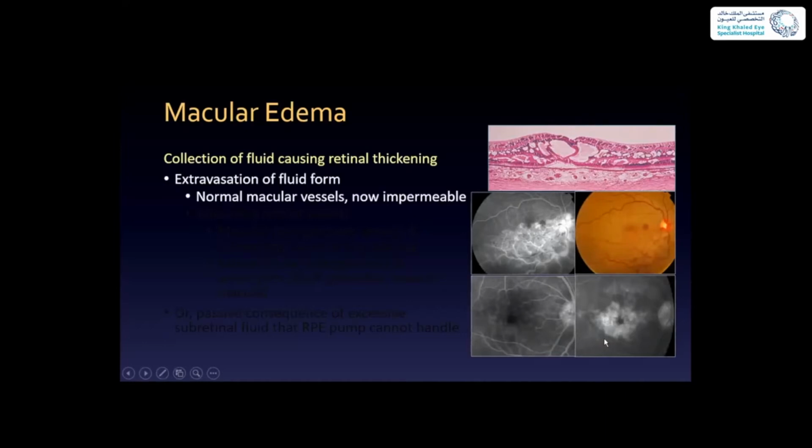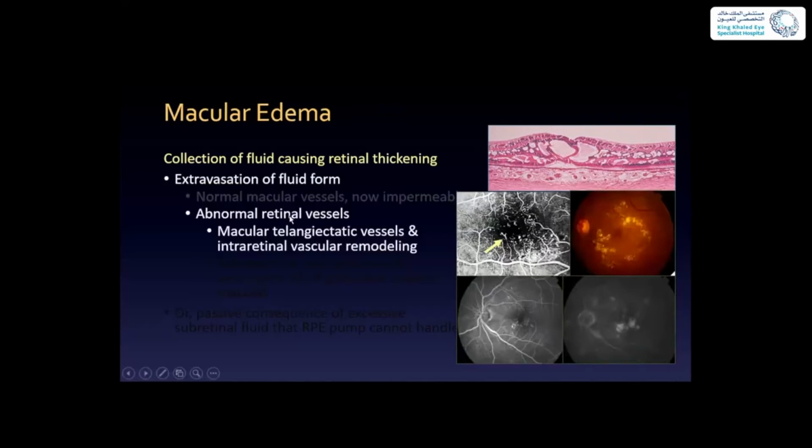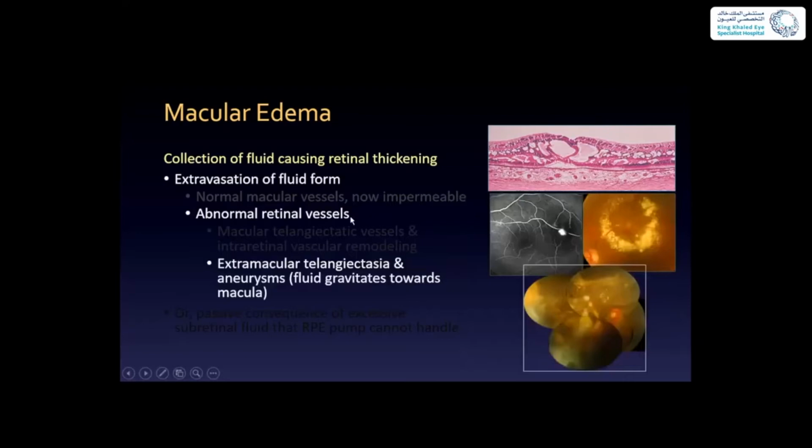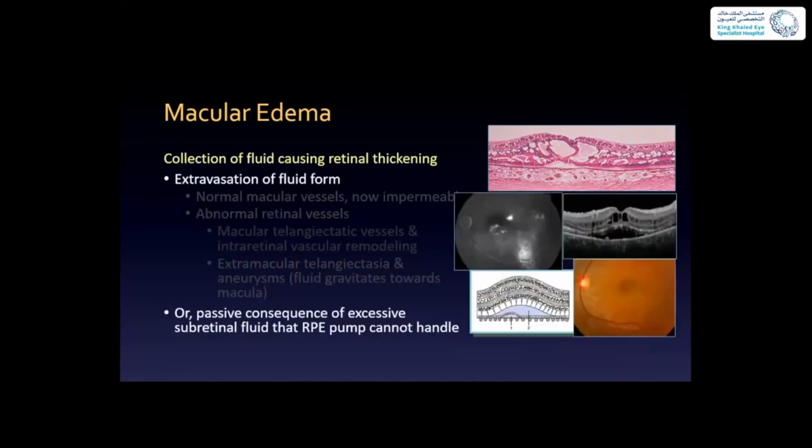are normally impermeable and now become permeable, and therefore leak, as you can see here in this cystoid macular edema following cataract surgery. Extravasation can come from abnormal retinal vessels, such as microaneurysms in diabetic retinopathy, or telangiectatic vessels due to several pathologies, including vein occlusions and retinal telangiectasia. Sometimes extravasation can come from extramacular telangiectasia or aneurysms, where the fluid gravitates towards the macula. Sometimes macular edema is a passive consequence of excessive subretinal fluid that the RPE cannot handle.